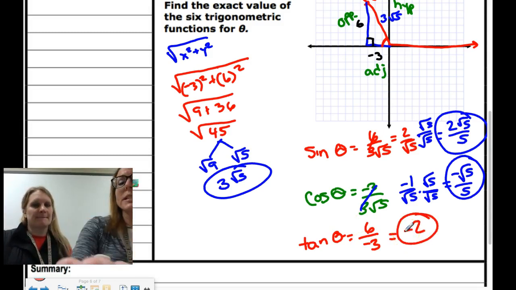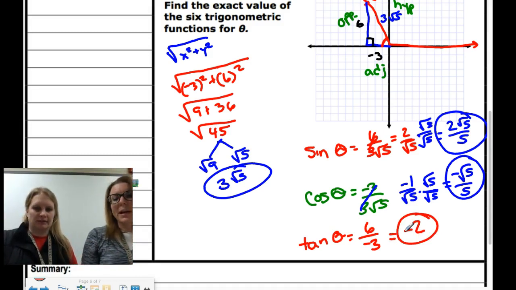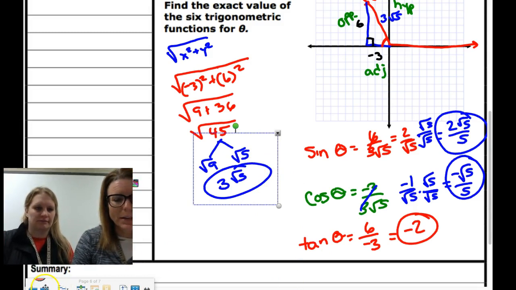We said we'd do all 6. The other ones, we just flip them. Because of the timing here, do you want to talk about that in class? Yeah, we'll talk about that in class. Otherwise, we just flip the fractions. Right, and we can finish that in class.